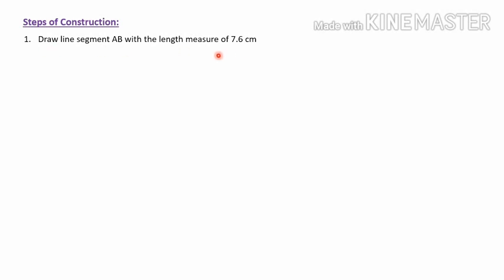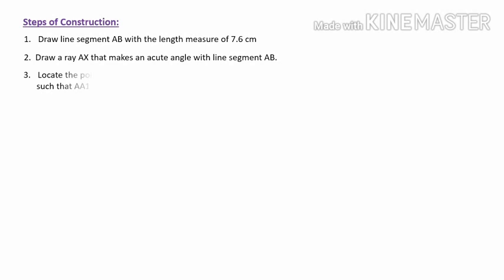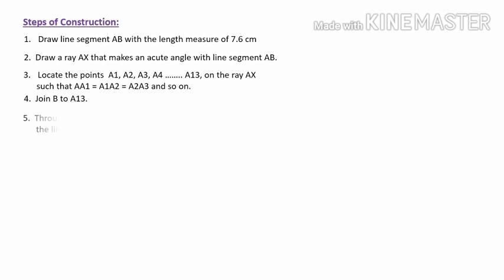This is actually a sample steps of construction. You can use your own statements, your own sentences without mistake. It's not a problem. Second step is draw a ray AX that makes an acute angle with line segment AB. Third step, locate the points A1, A2, A3, A4, etc. A13 on the ray AX such that A1 equal to A1, A2 equal to A2, A3 and so on. Join B to A13. Next step, through the point A5, draw a line parallel to BA13 which intersects the line AB at point C.